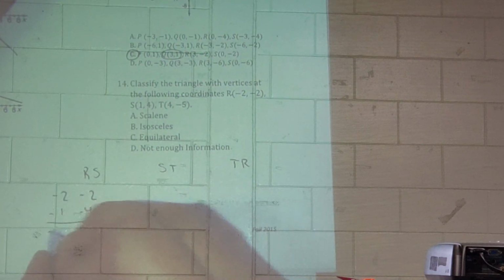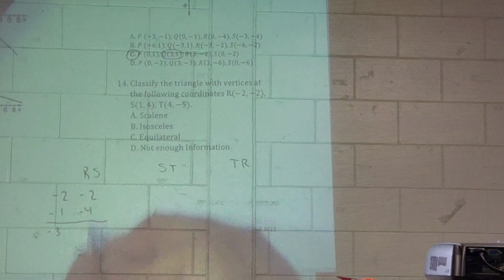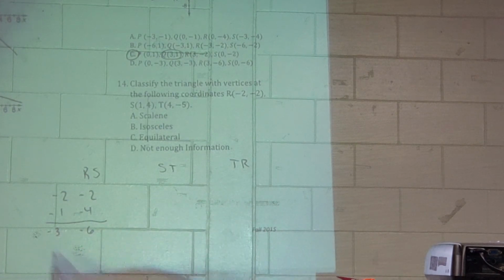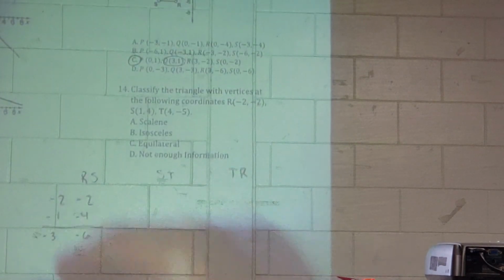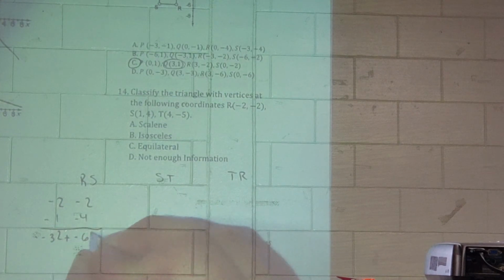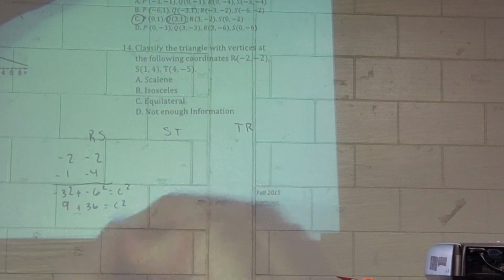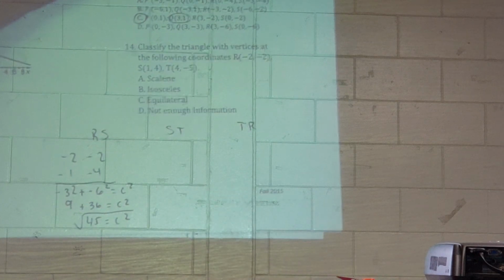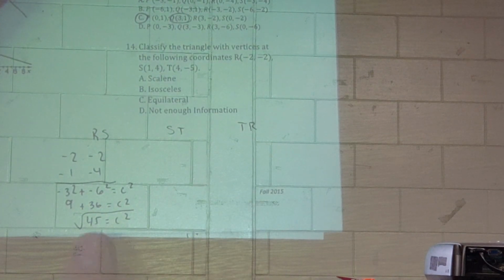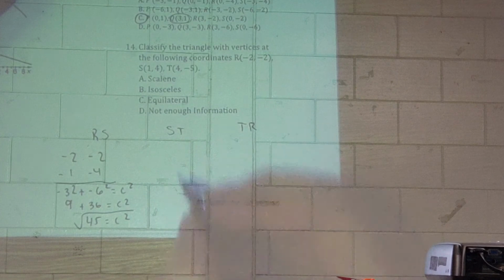And I add -2 and -1 is -3. -2 and -4 is -6. And then I'm going to plug into the Pythagorean theorem. 3 squared plus 6 squared is equal to c squared. So I end up with 9 plus 36 equals c squared. And I get 45 equals c squared. And we'll put a square root over both of them. And we're going to hold it right there. I don't really care what the decimal is. This is enough information. We're going to next do s to t.